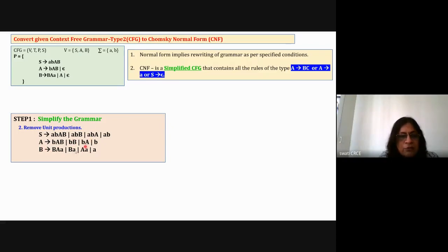Identify, is there any unit production? Try to check, is B equal to A? Is A equal to B? No, it's not, oh, it's there here. B is equal to A in the original grammar. I have written it down here without that. So B is equal to A is there. So there is one unit production, B is equal to A.